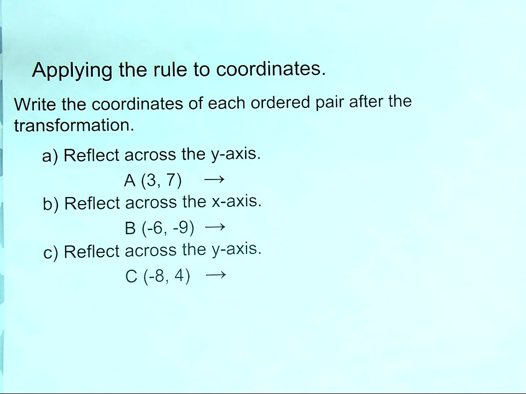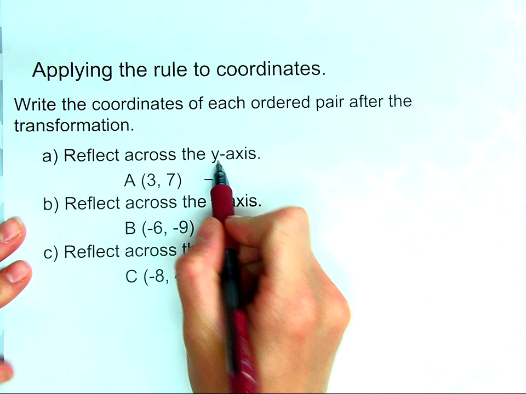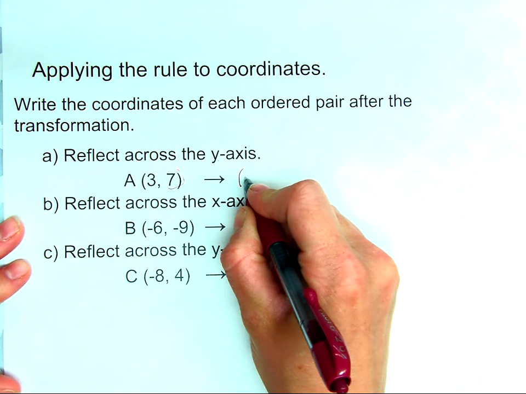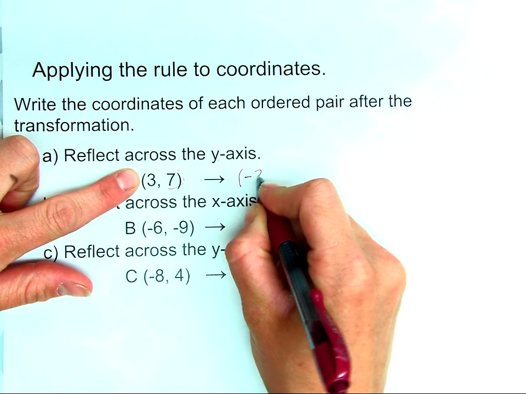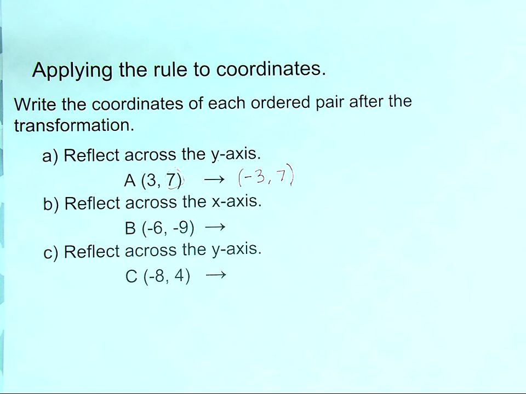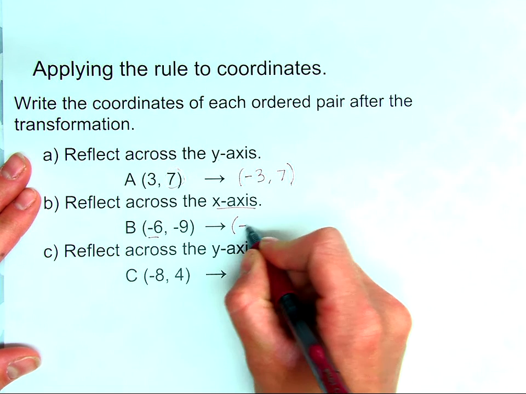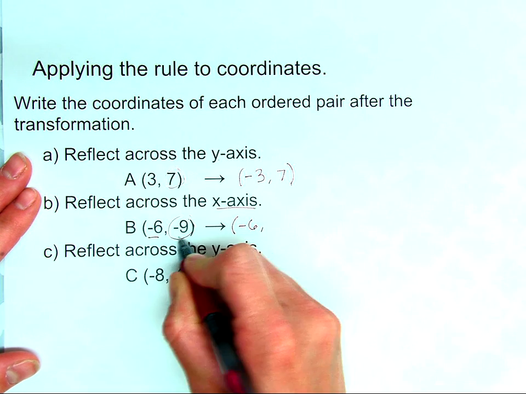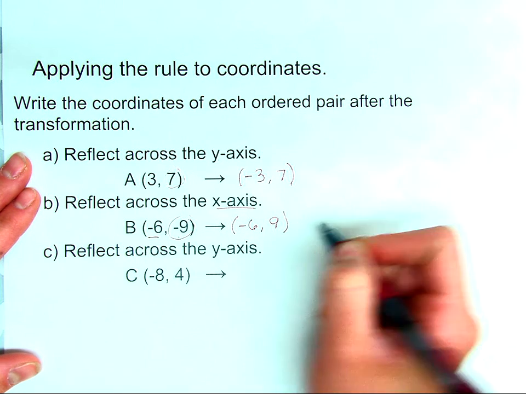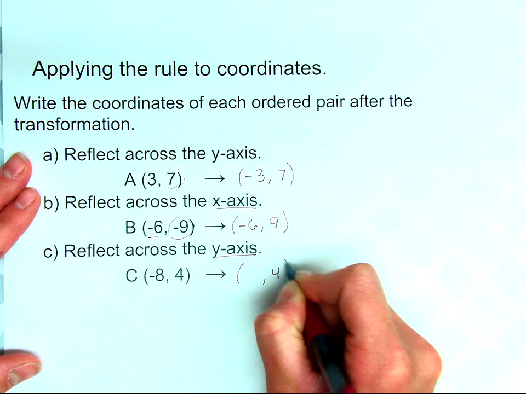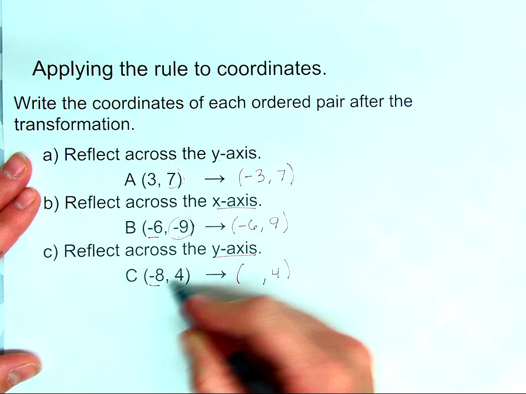Okay, so I will do A here with you, and then I'll let you do B and C. So remember, y-axis, y stays the same. So I have to take the opposite of x. So the opposite of positive makes that negative. Go ahead and try the next two. So x-axis, the x stays the same. I take the opposite of the y, opposite of a negative makes that positive. Y-axis, so the y stays the same. Opposite of the x, opposite of a negative is a positive.